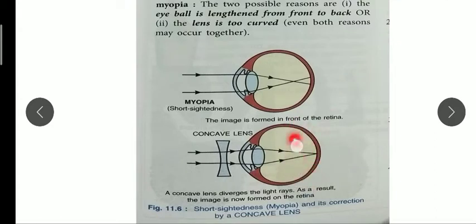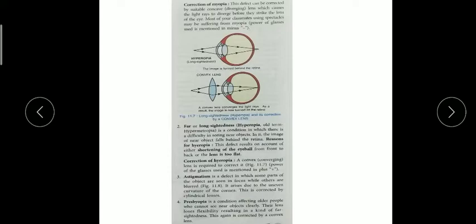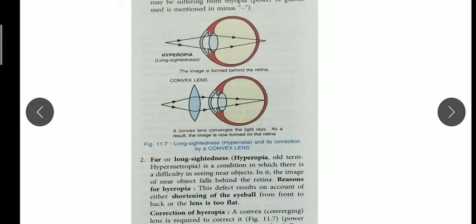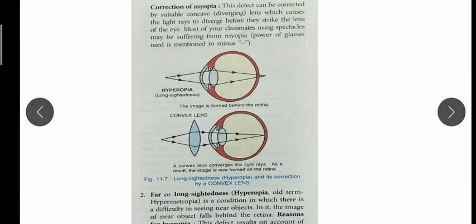Now here you can see it is also written that it can be corrected by the diverging lens or concave lens. So underline it. A person who has this defect has to wear specs with the power of minus sign. So minus sign power.